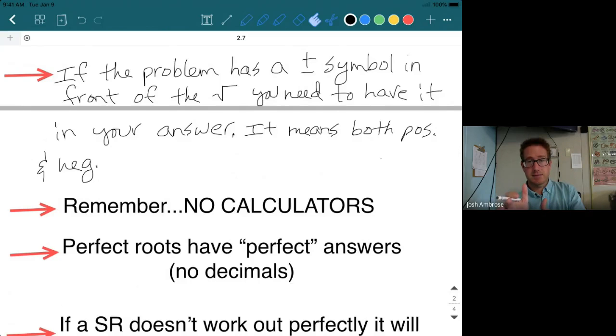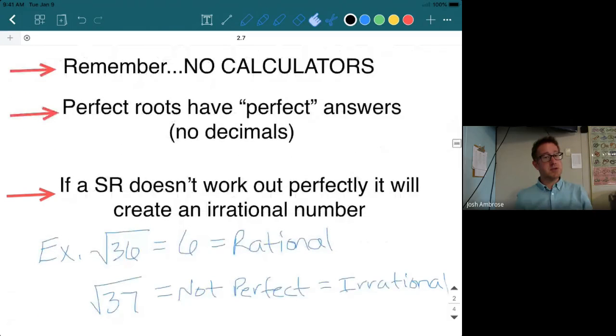Now, just in case any of us forgot, and I'm sure you love hearing this: no calculators. You need to do all of these problems from your head and that piece of paper. Now, you may hear me say the phrase, is it a perfect root or does it have a perfect square root? Perfect roots will have perfect answers. In other words, there's no decimal. So the number 4 is a perfect root because the square root of 4 is 2. The number 25 is perfect because the square root of 25 is 5. The square root of 81 is 9, so 81 has a perfect root.